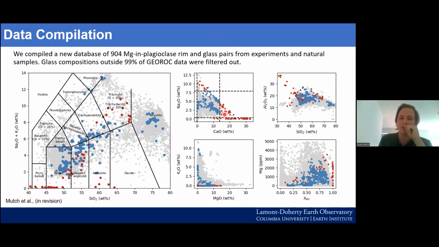So this ended up removing some experiments done at a lower number of components, and also generally things that were pure anorthite. But most of our data, shown by the blue spots, covers a nice compositional range from basalts to rhyolites. There's some alkalic things in there as well, but not that many.